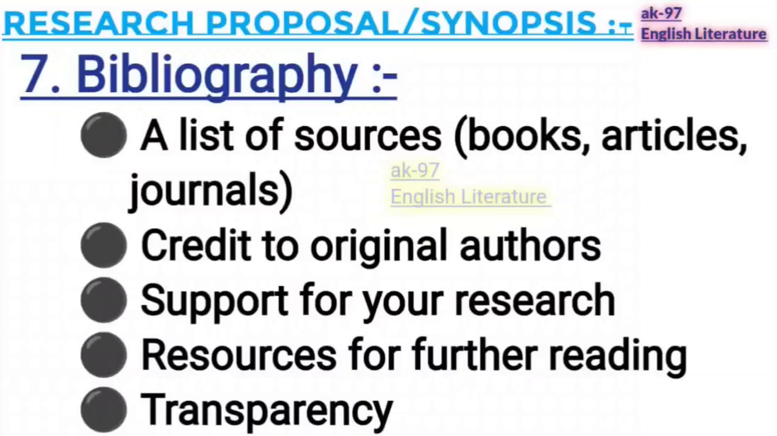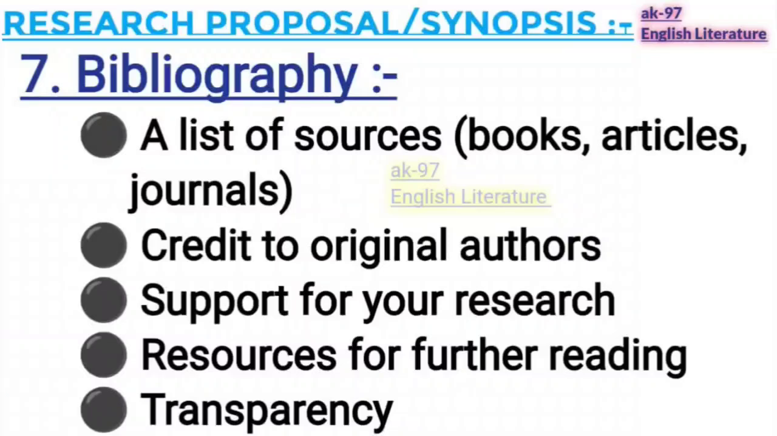Like if you mentioned any books or primary texts like novels or anything, you are giving credit to the original authors. So that's why you need to mention the book names and the author names under your bibliography. And these are the sources, primary sources or secondary sources that supported your research. You're going to mention the researcher's name and title of their research under your bibliography.